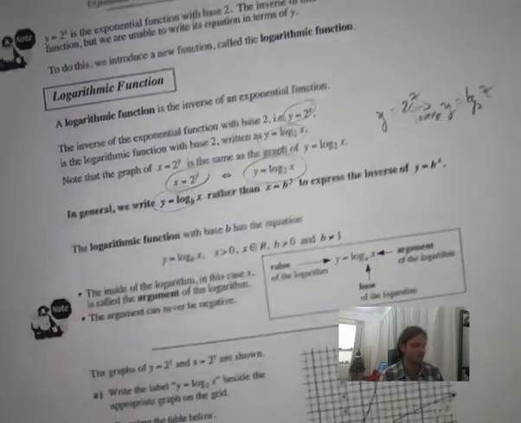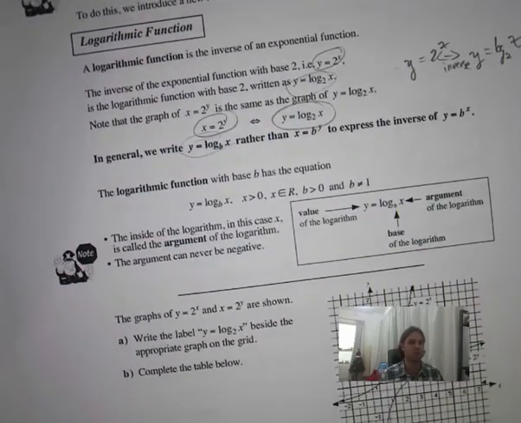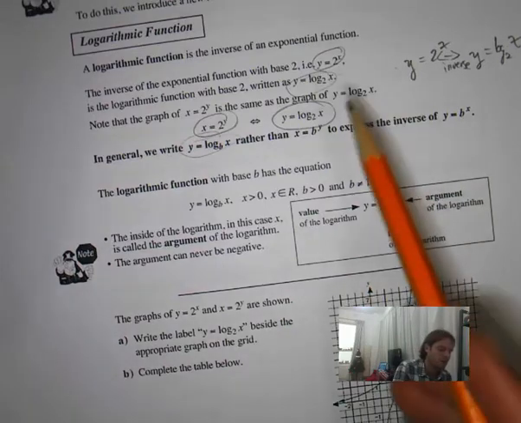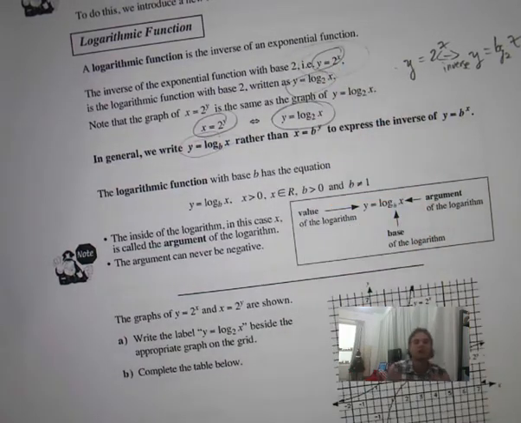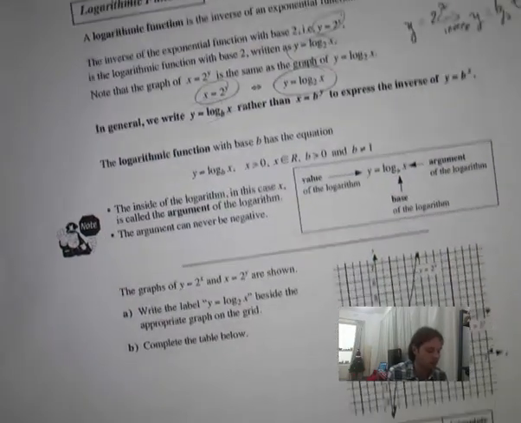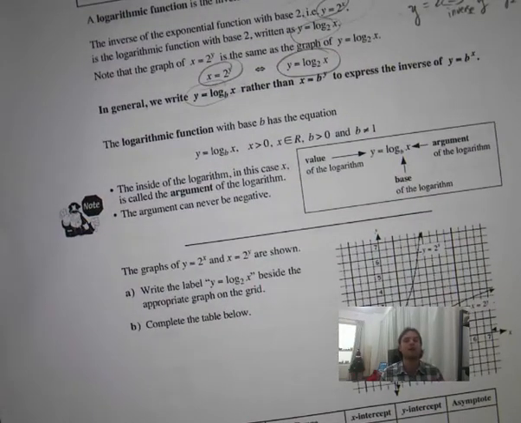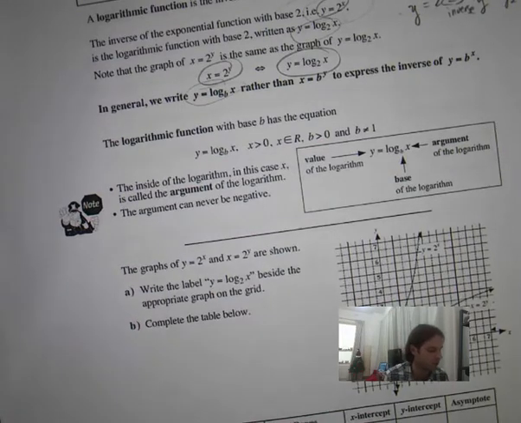And that's it. So that's mostly what we're going to look at today. Logs are the inverses. It is reflecting our exponential equation along the line y is equal to x. Or in other words, what we could say is it is interchanging the x and y values for the exponential function.